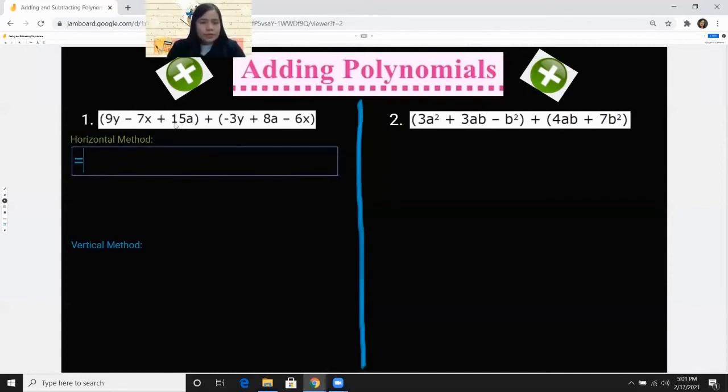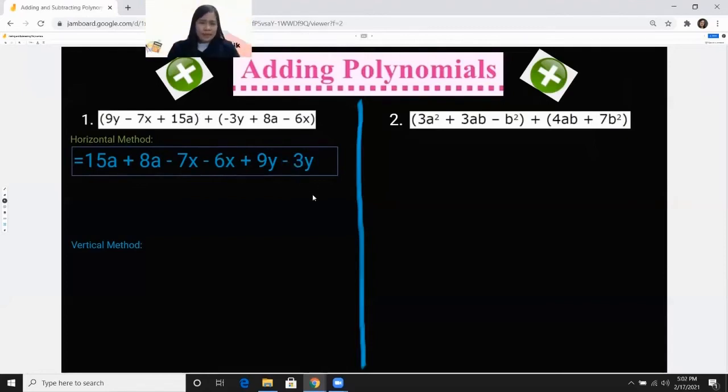So in here, we'll have an A first because in alphabet, A comes first before X and Y. So you'll write 15A plus another A in here, which is another term which has an A, which is 8A. And then followed by X, which comes first before Y. So we'll write 7X. And then we have another X term in here, which is 6X, followed by positive 9Y and then minus 3Y.